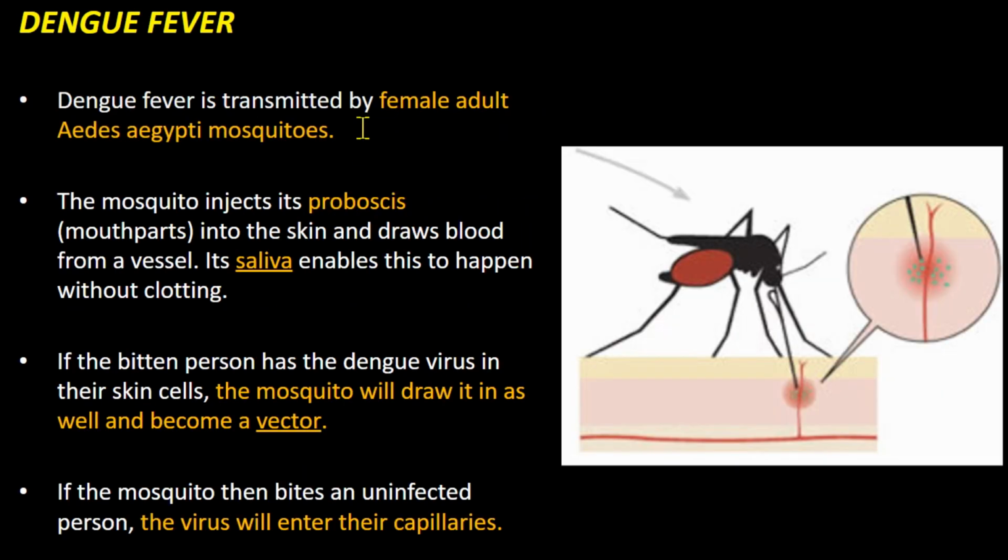Dengue fever is transmitted by female adult Aedes aegypti mosquitoes. So what happens here is that the mosquito injects its proboscis, or its mouth parts, into the skin and draws blood from the vessel. It would also secrete saliva, so the saliva enables this to happen without clotting. The saliva would actually have the pathogens in it. So if the bitten person has the dengue virus in their skin cells, the mosquito will draw it in as well and become a vector. The viruses are going to rest in its abdomen. If the mosquito then bites an uninfected person, the virus will enter their capillaries via the saliva.